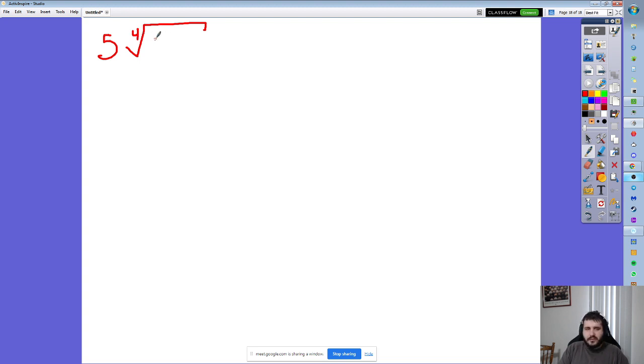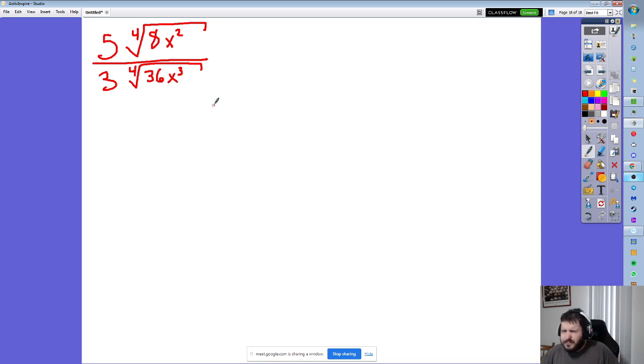So look at what we got. We got this thing on top, and this thing on bottom. Now, like I said, it is super important for you to simplify what you can first so that you have less work to do later. What do I mean? Look, you can simplify on the outside.